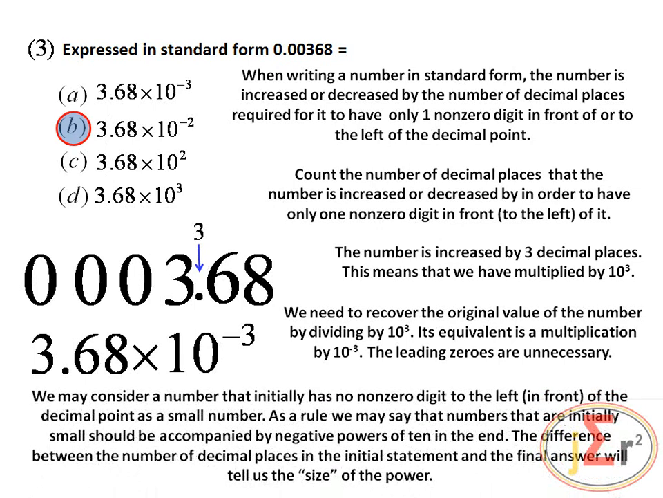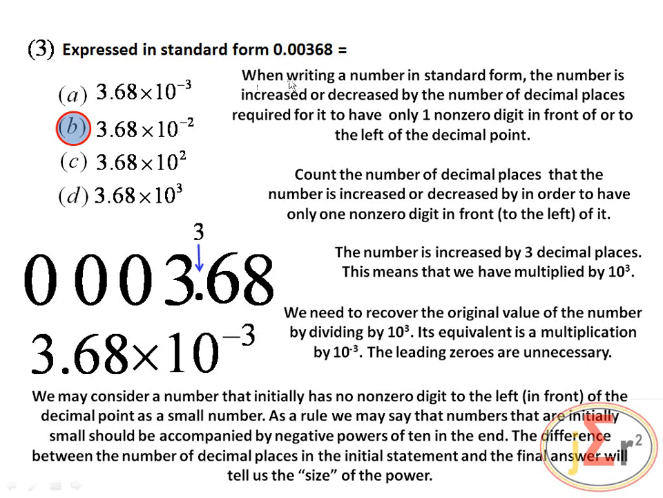We may consider a number that initially has no non-zero digit to the left or in front of the decimal point as a small number. As a rule, we may say that numbers that are initially small should be accompanied by negative powers of 10 in the end. The difference between the number of decimal places in the initial statement and in the final answer will tell us the size of the power. So we could just do it like this in a very short period of time.